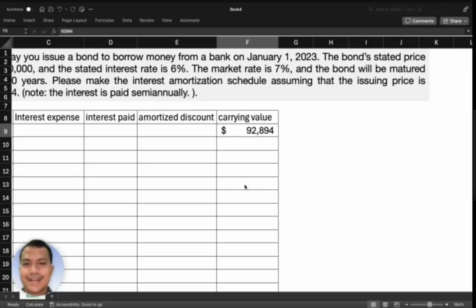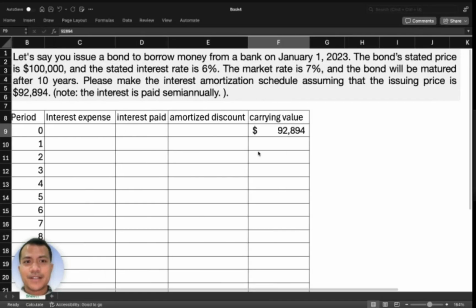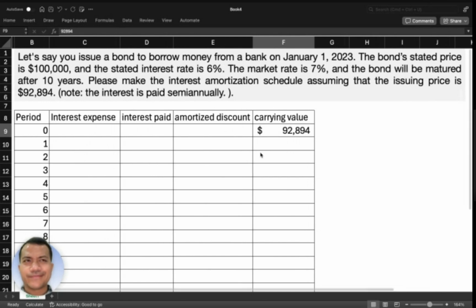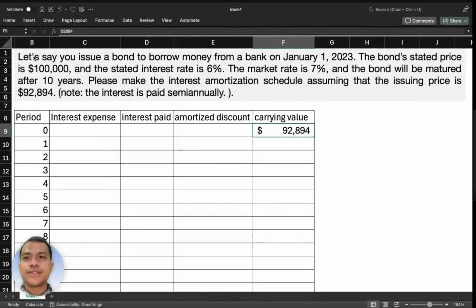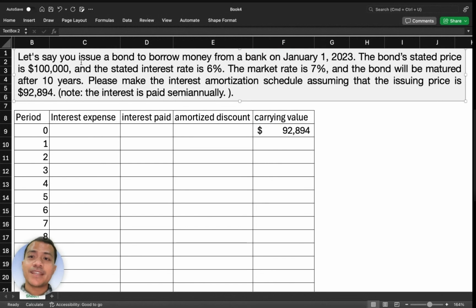Okay, everyone. Today I will share something related to long-term liabilities. Let's see here. You can issue a bond to borrow money from a bank.